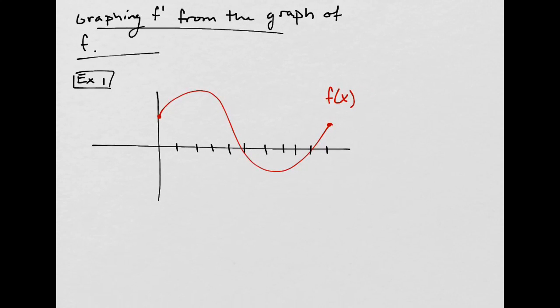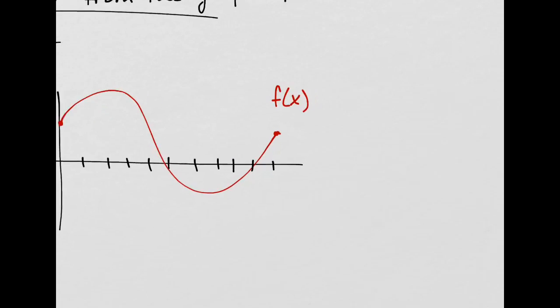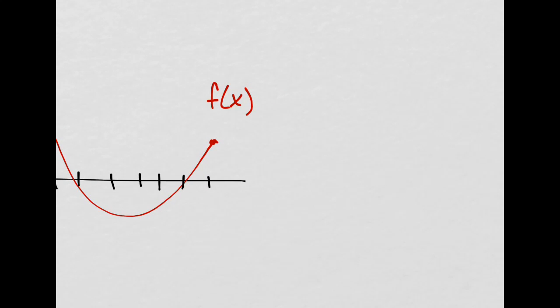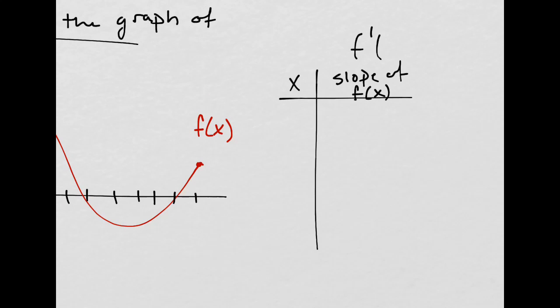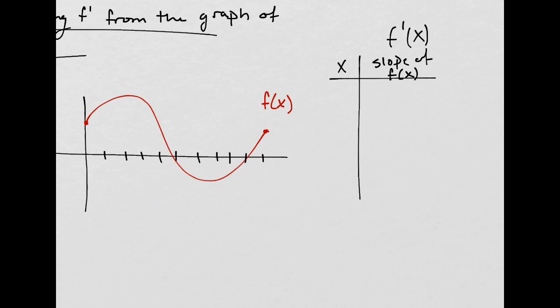And then just to further break it down, we didn't do this last year, but I'm going to further break it down. I have f of x. I'll make a table of values with x, and then I'm going to say slope of f of x. That means it's the derivative, because the slope of the tangent line, or the slope of the function at a certain point, is given by the derivative. Okay, so here we go.